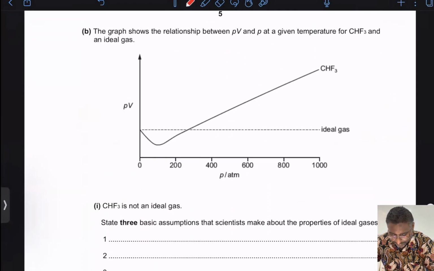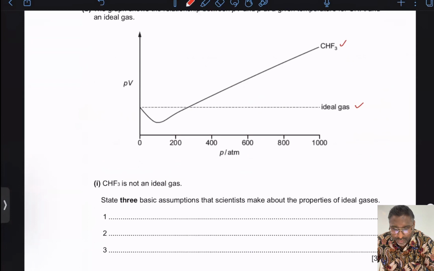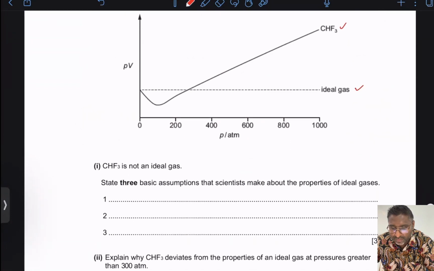Okay, so next question, the graph shows the relationship between PV and P at a given temperature. So this is ideal gas, this is deviating from the ideal gas. So they say it's not an ideal gas. State 3 basic assumptions. When they say basic assumption, follow the important points first.